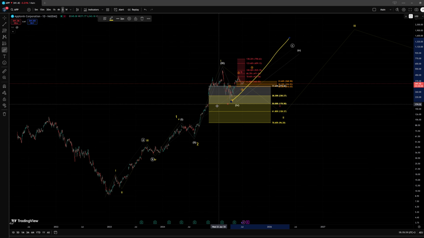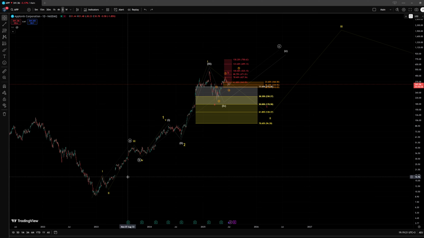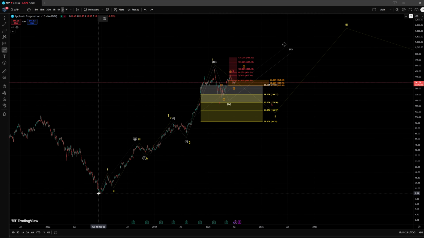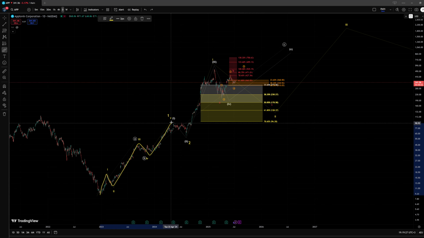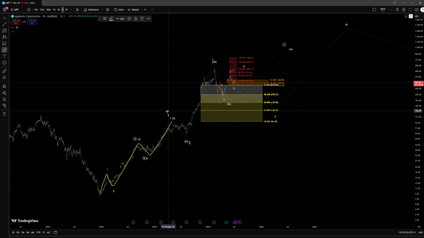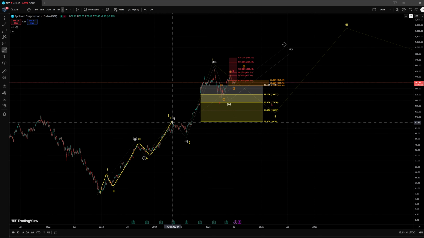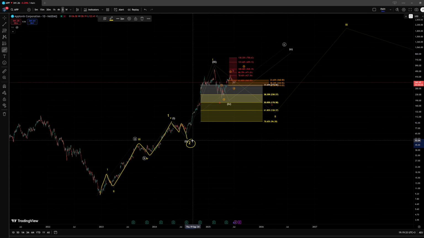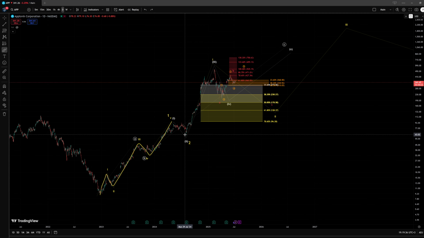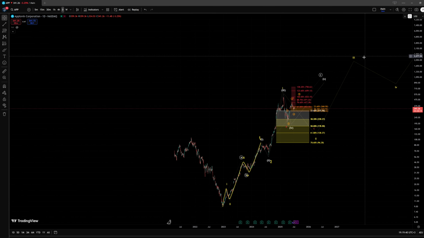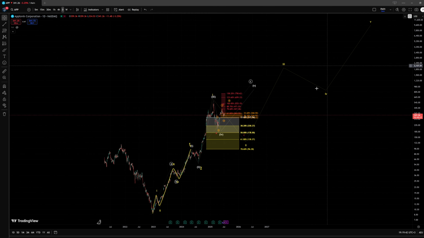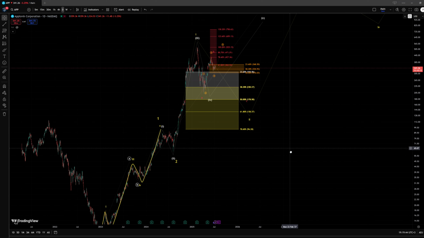Now let's start with the yellow scenario, in which we have a 5-wave move up in 1, 2, 3, 4, 5 in wave 1, and then we formed a 3-wave move down in wave 2, and then we resumed the trend to the upside in a third wave that should also be formed of 5 waves.